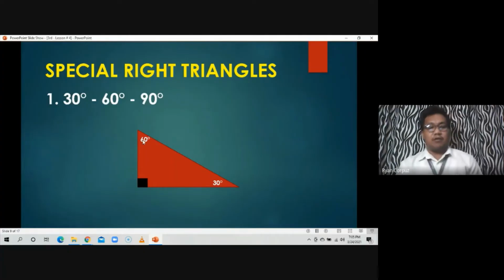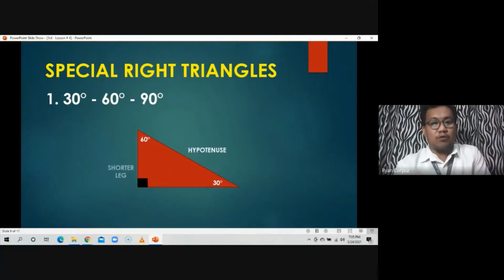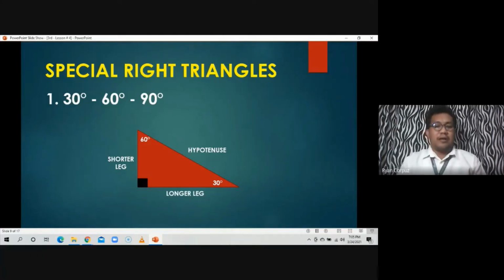Itong angle naman na to ay 60 degrees. Of course, the side opposite the 90-degree angle is the hypotenuse. The side opposite the 30-degree angle is the shorter leg, while the side opposite the 60-degree angle is the longer leg. Again, that's the hypotenuse. Yun naman yung shorter leg, and ayun naman yung longer leg.